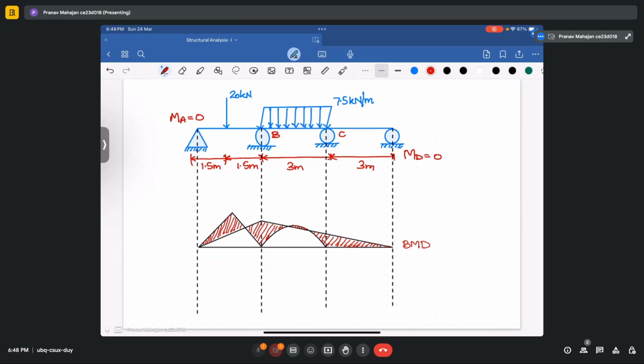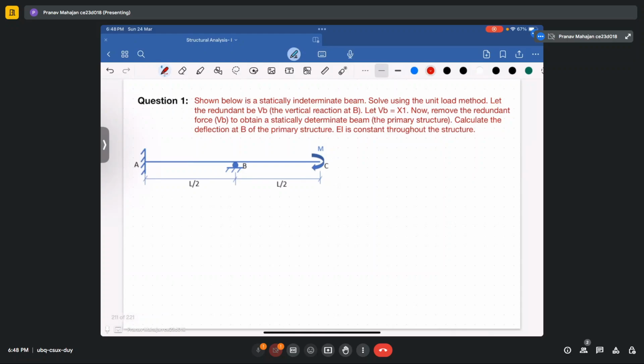In this week also we have utilized the concept of method of inconsistent deformation for beams using unit load method. So let's solve some problems related to that also. So first problem, let me read the question first. Shown below is a statically indeterminate beam. Solve using the unit load method. Let the redundant be VB.